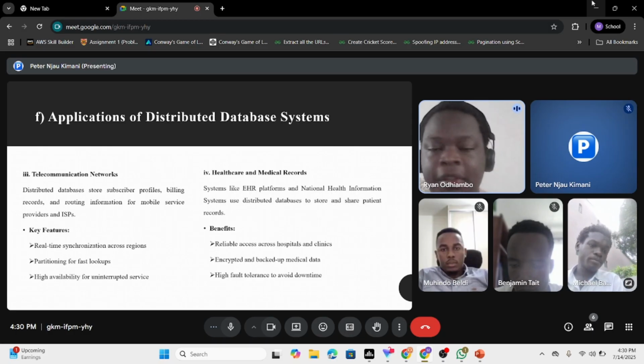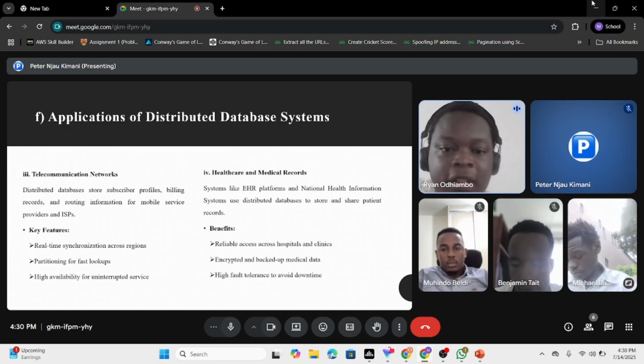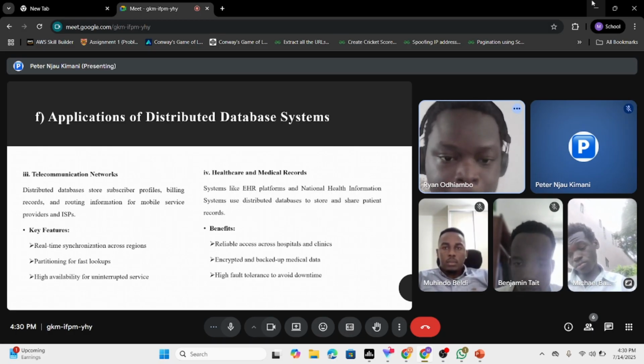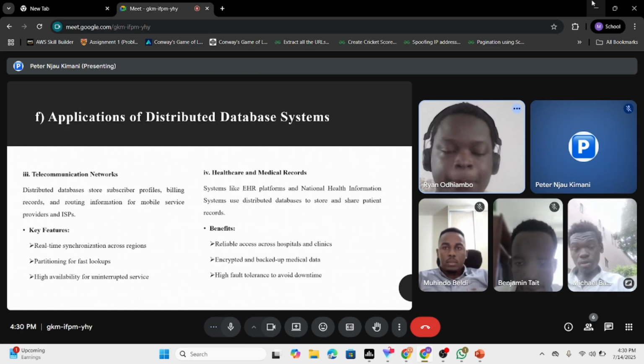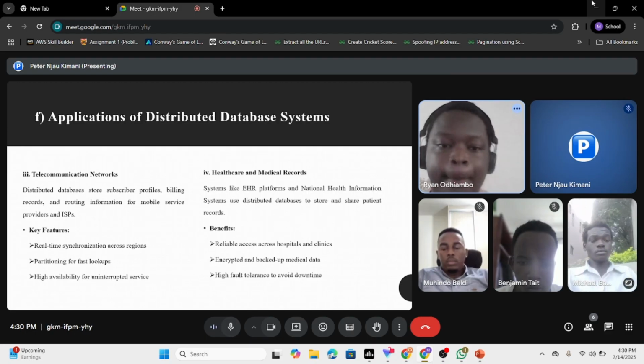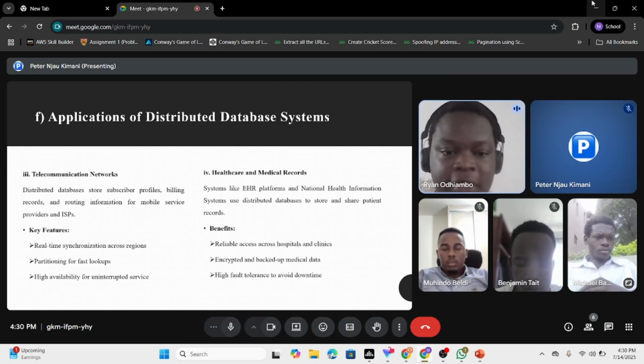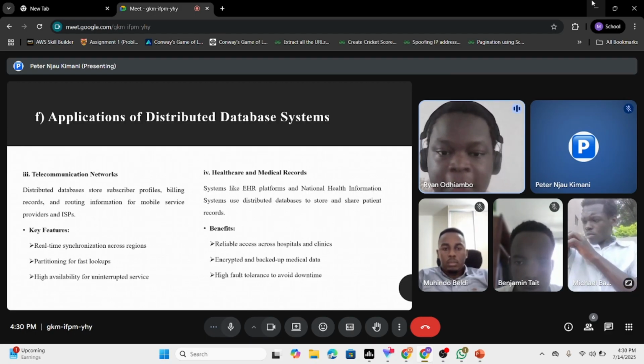The second, we have encryption and backup for medical data. This enables the security aspect to be preserved, in that this data is not able to land in the wrong hands. And thirdly, there's high fault tolerance to avoid downtime.